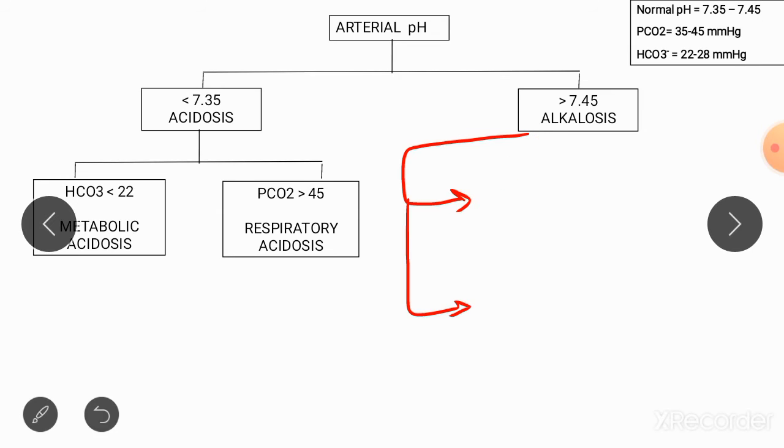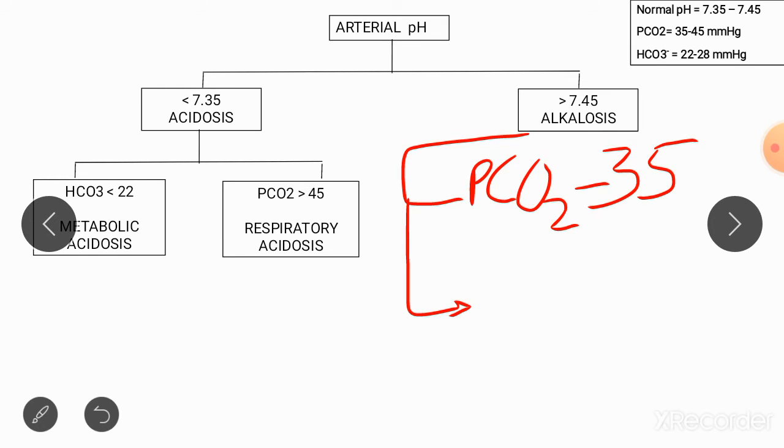So in such a person, you are going to see that the value of partial pressure of carbon dioxide is going to be very reduced, even less than 35 millimeter mercury. Why? Because this person has blown off all the carbon dioxide.